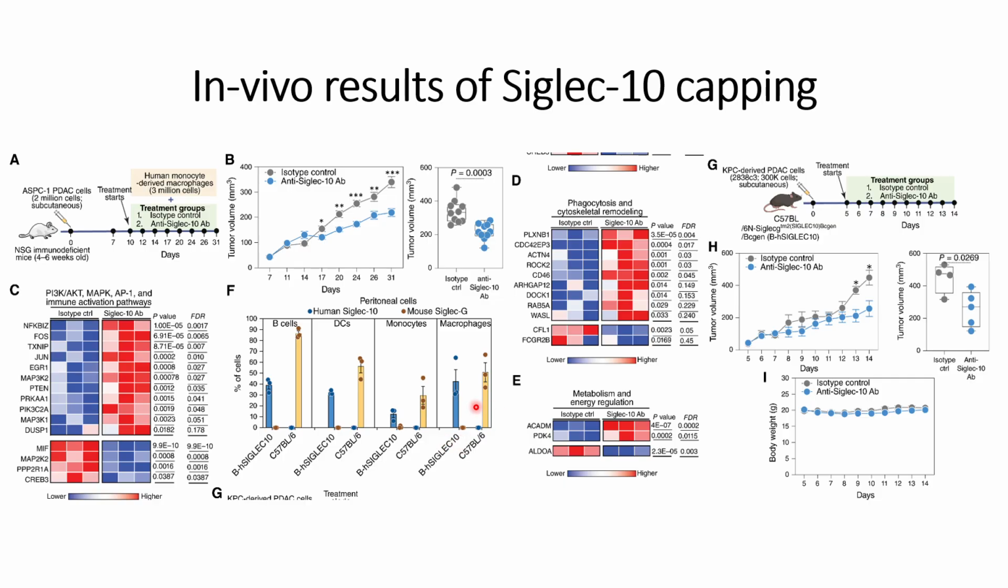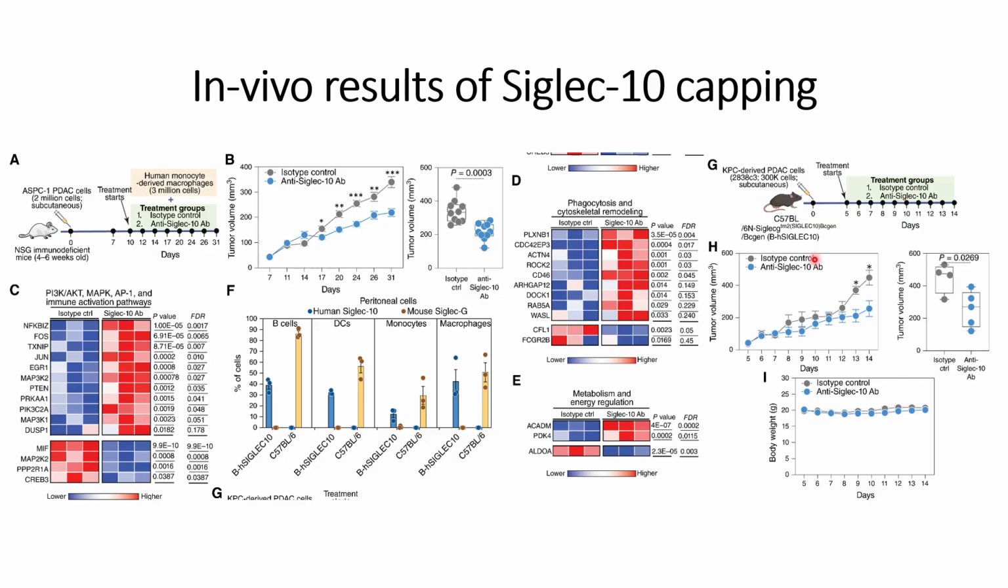Once they validated that they had successful Siglec-10 expression, with Siglec-10 knock-in and Siglec-G knockout, they took the 2838C3 cells, which are highly metastatic in nature, in the mice, and then treated them with similar conditions, that is, isotype control and anti-Siglec-10 antibodies.